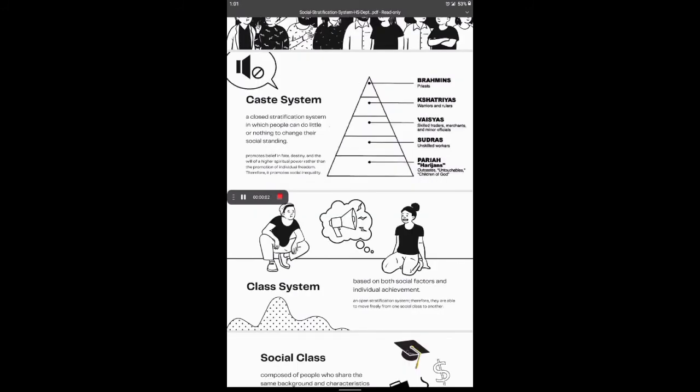Caste system is a branch of closed stratification system, in which people can do little or nothing to change their social understanding. As you can see in the pyramid system, it shows that there are rigid boundaries, such as belief in fate, destiny, and the will of the higher spiritual power, rather than the promotion of individual freedom. Therefore, this system promotes social inequality.